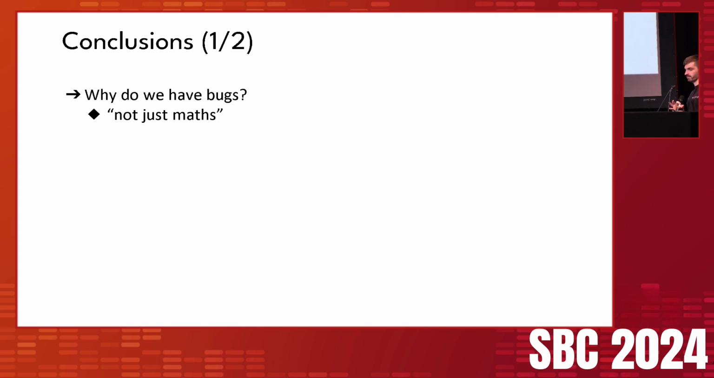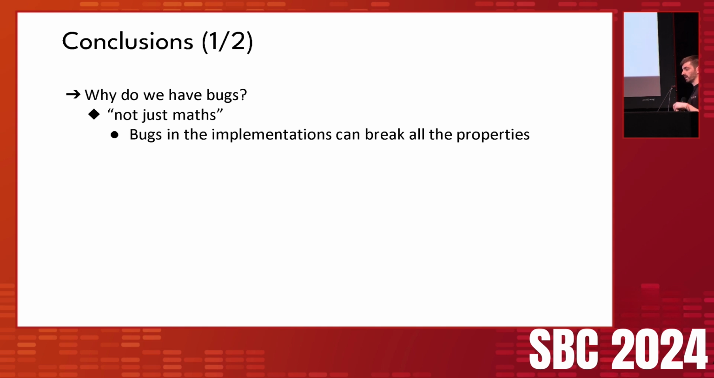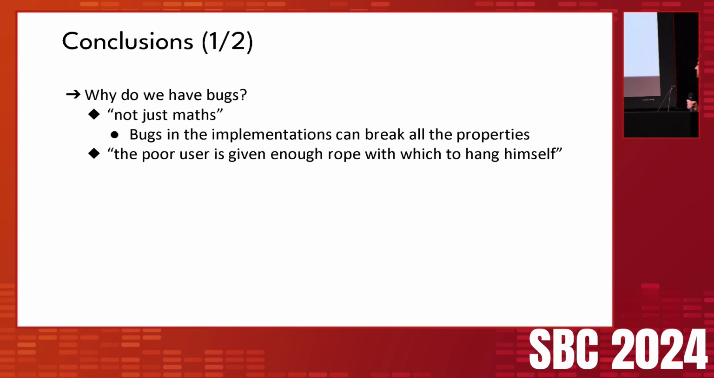I would say that SNARKs, it's not just math. There could be implementation bugs that can break all the nice properties that SNARKs provide. And then here is a quote from Ron Rivest. He wrote that in around the '90s for digital signatures, that users are being given enough rope with which to hang themselves, because basically they have to define some security parameters.